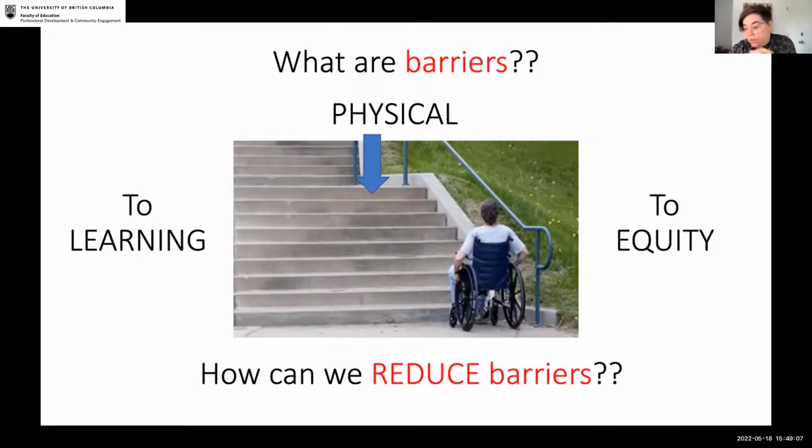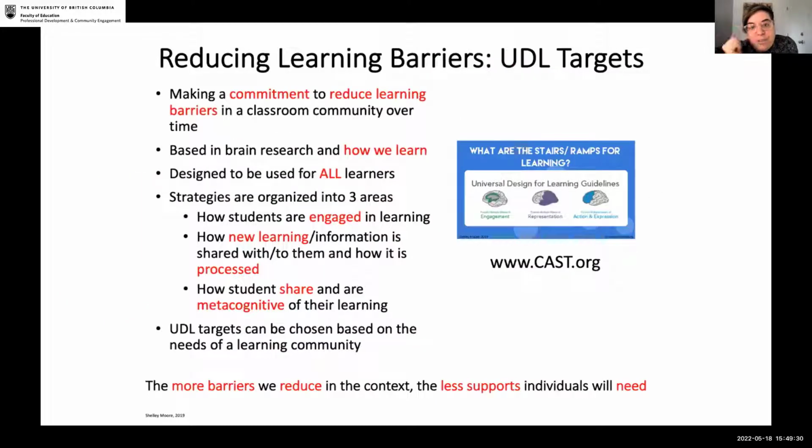Now, I'm going to go through both of these, but let's start with learning. The good news about learning is that changing the stairs to learning is so researched. It is so researched because, my friends, one of the most impactful decisions we can make to change the stairs of learning is universal design. This is universal design for learning.